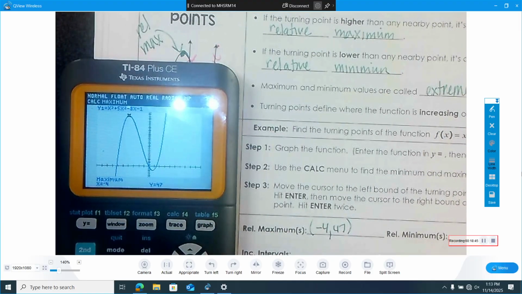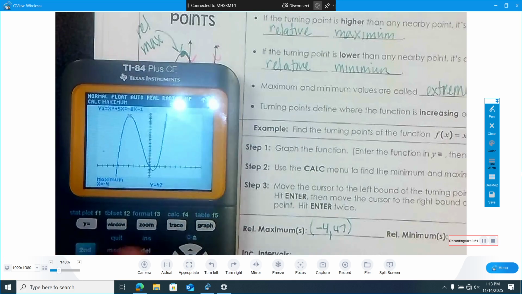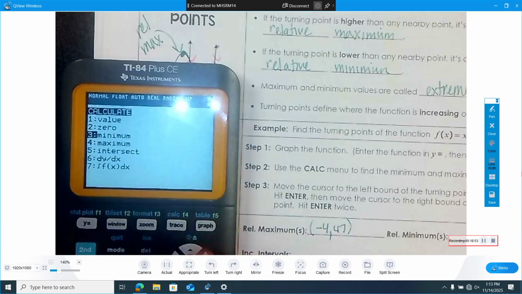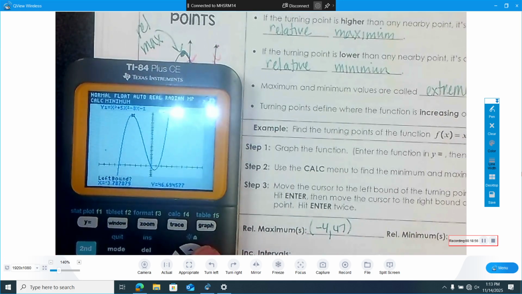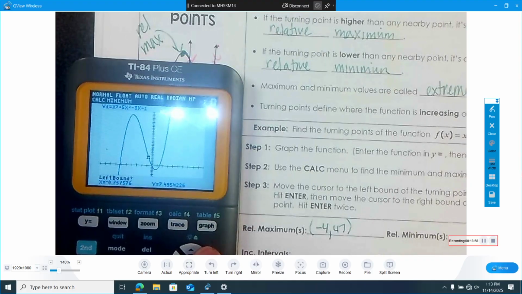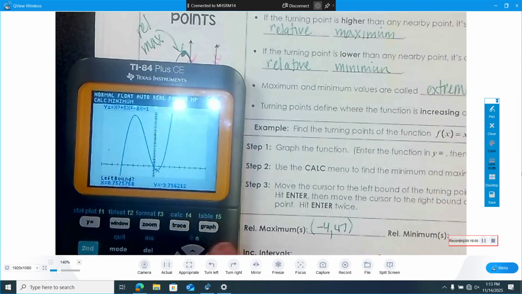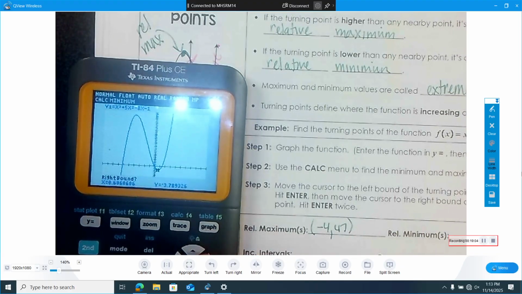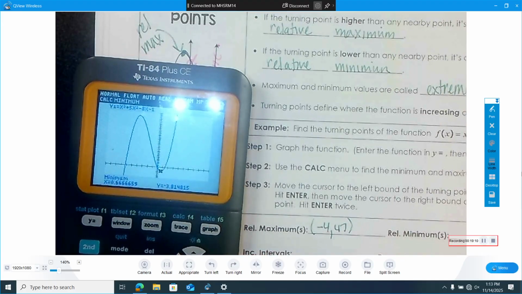And then we're going to do the same process to find the relative minimum. So I have to go back to my calculate menu. So second calculate, now I want the minimum. So I'm going to move Tinkerbell to my minimum. And again, she wants to go left a little bit. So left, left, left, enter. And now we got to go right past it a little bit and hit enter. Back to the minimum and hit enter. And again, you'll know you did it right if it says this is the minimum.